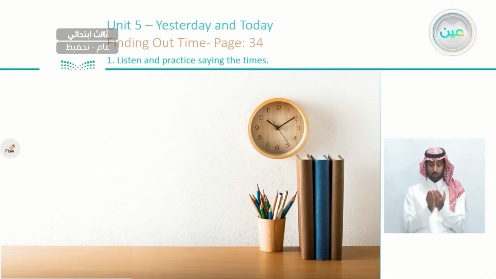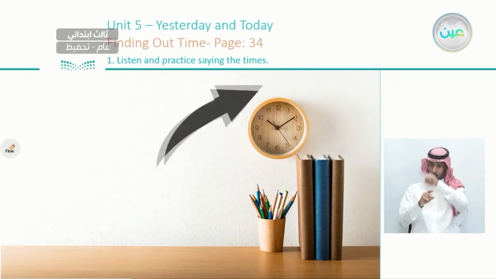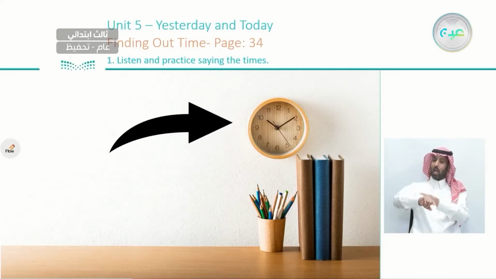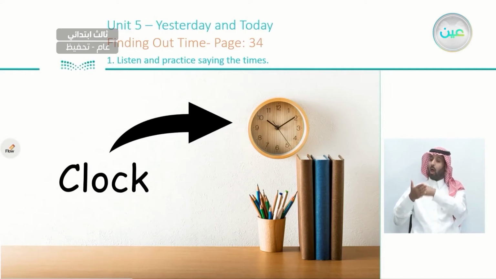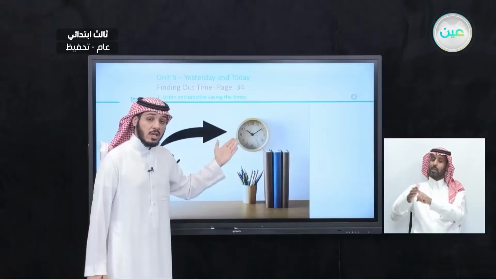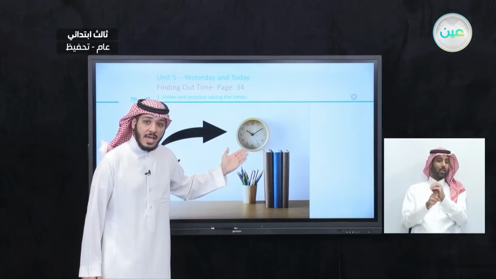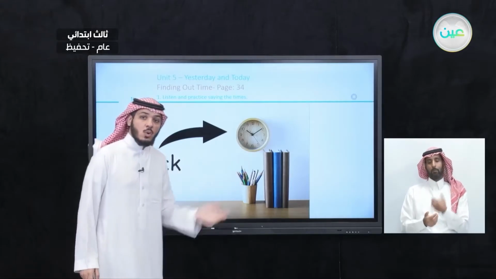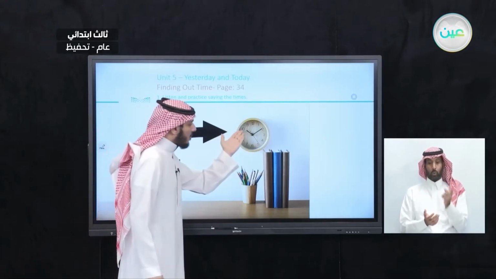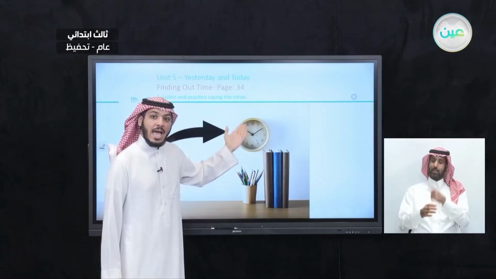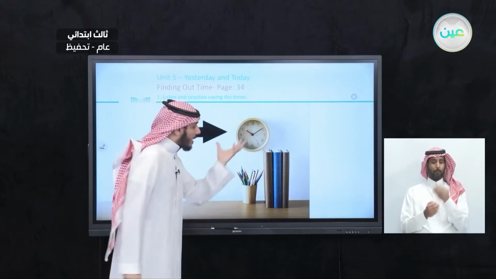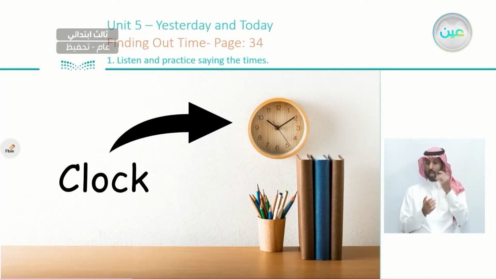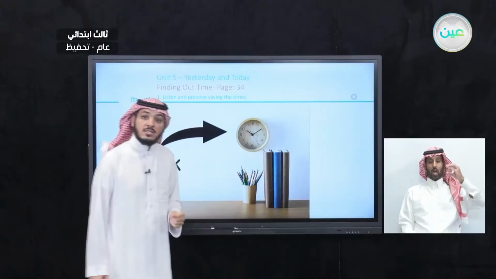What is this? This is called a clock. Excellent. The clock tells us the time. So we know that the time here is 10 and 10. So this is the clock, and the clock tells us the time.